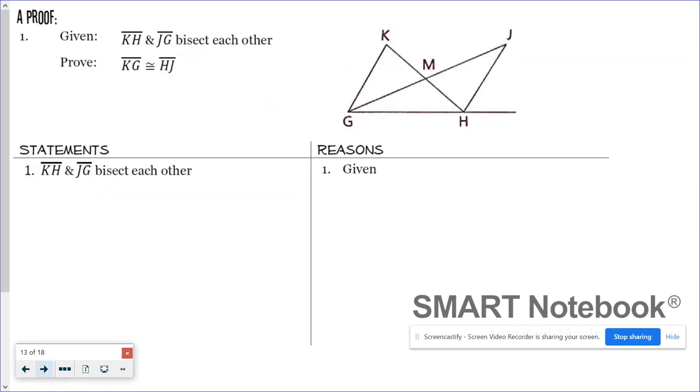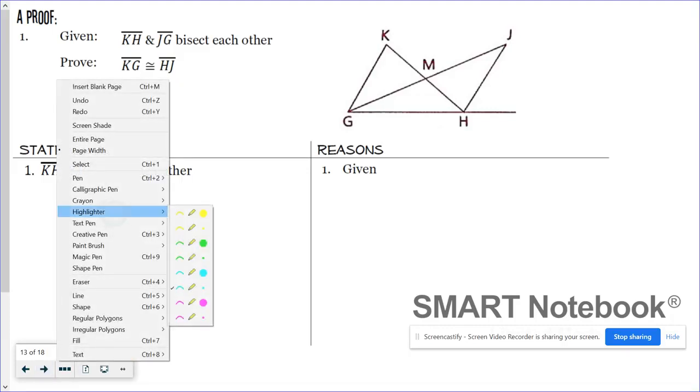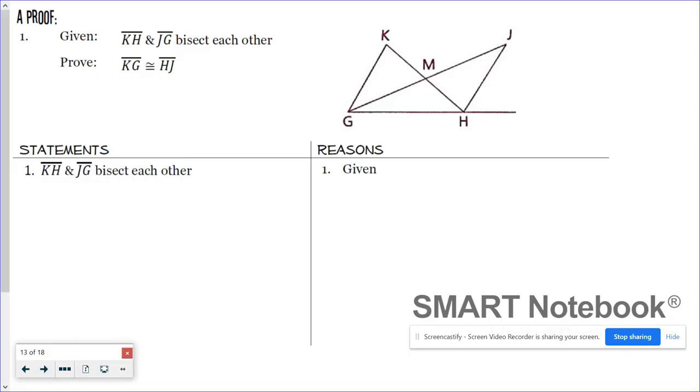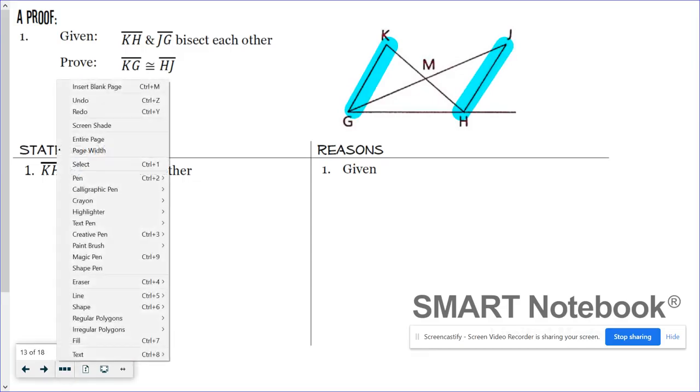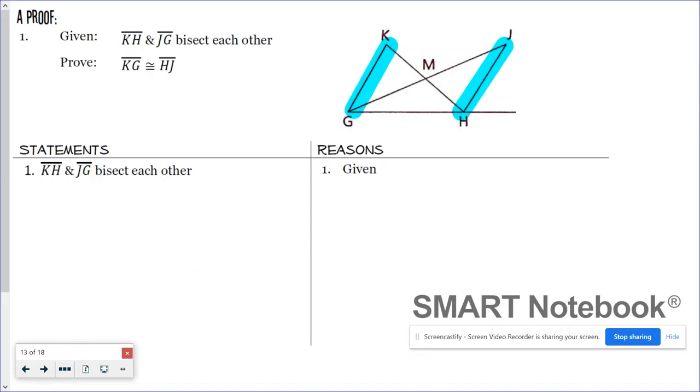So here in problem 1, we are given that segments KH and JG bisect each other. Okay, and we ultimately want to prove that segment KG is congruent to segment HJ. So do you see which two triangles we should prove are congruent? So if you're thinking we should prove that this triangle KMG is congruent to this triangle HMJ, I agree with you. Okay, so let's do that.